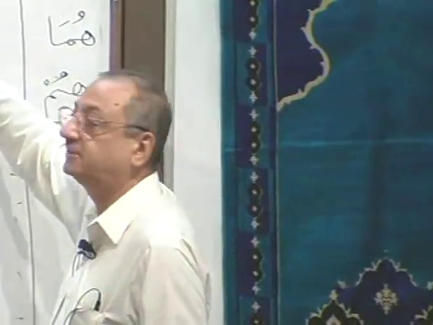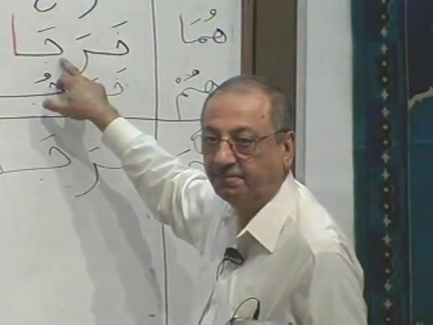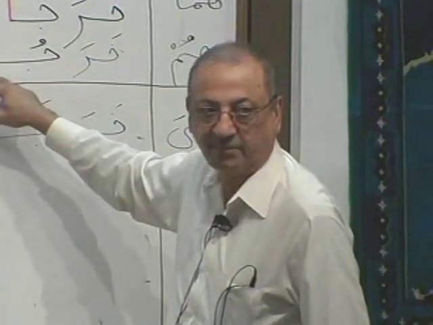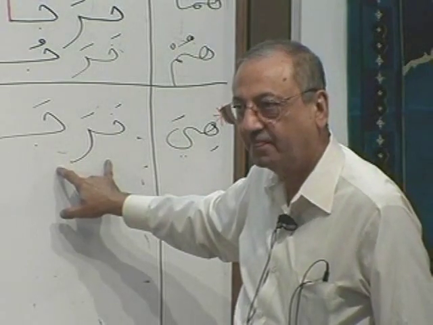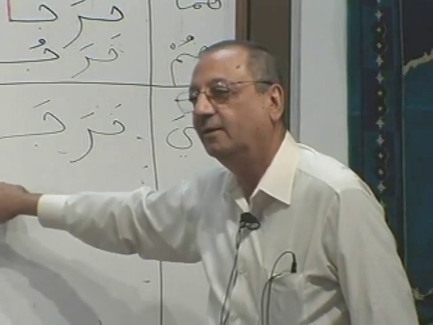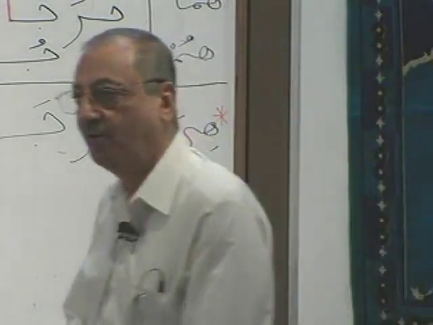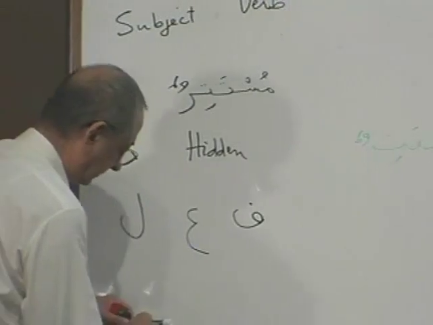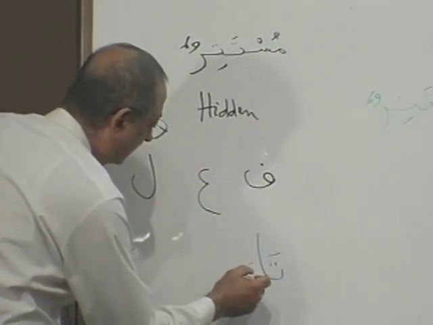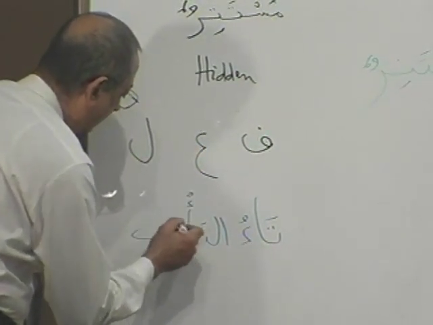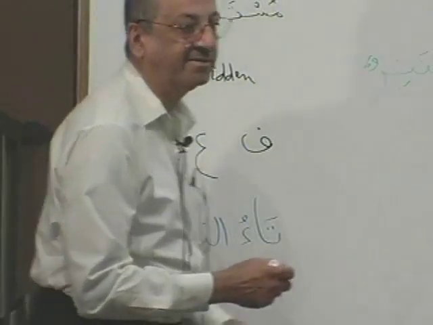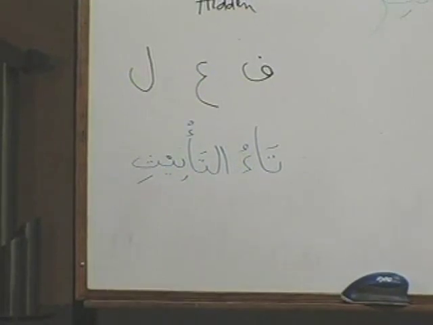Kharaja. Where is the fi'l? Kharaja. Okay, brother. Kharaja is the fi'l. Here, it becomes kharaju because of the waw. But kharaja is the fi'l. Again, kharaja is the fi'l. Are you with me? That's the word. And what is this ta? Ta ta'nith. I will write down, brother, for you. Ta ta'nith. Okay? The ta of the feminine.